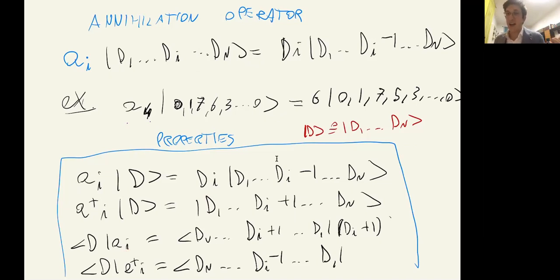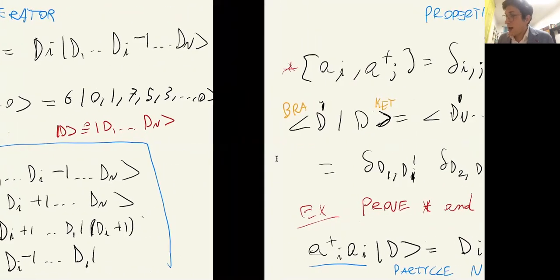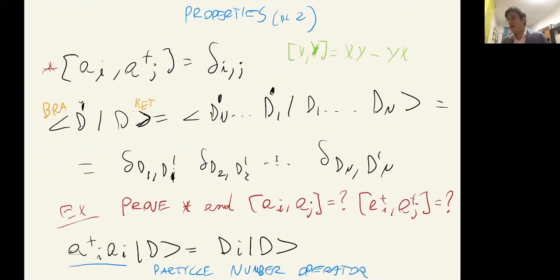So a_i applied to the bra will raise by 1 instead of lowering by 1. It will bring a factor d_i plus 1, and a dagger_i will just lower it by 1, as you can see here. This is not too important for now. And there are some very nice properties.